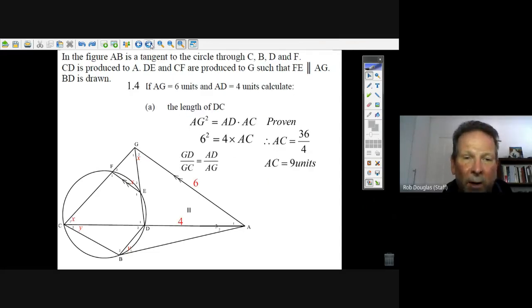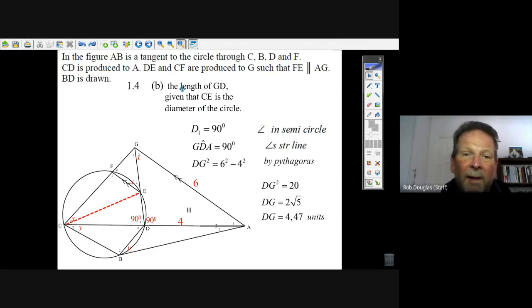The very last question says find the length of GD, this GD right here, from G to D, given that CE is the diameter of the circle. So I drew a dotted line between C and E and thought, okay, that's a diameter. Well, that means this angle D1, it doesn't look like it in the diagram, but if that was the diameter, D1 would be 90 degrees. That's angles in a semicircle.